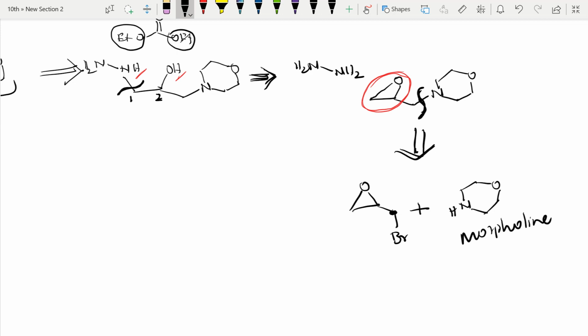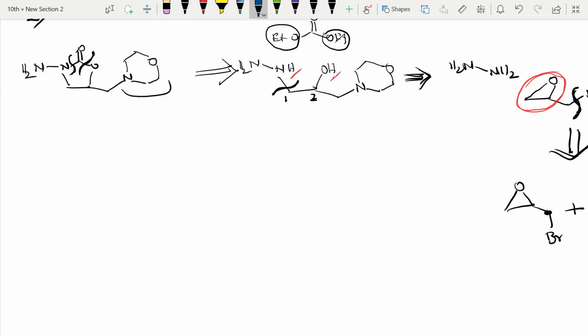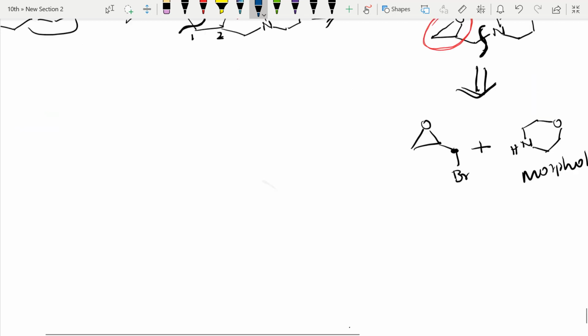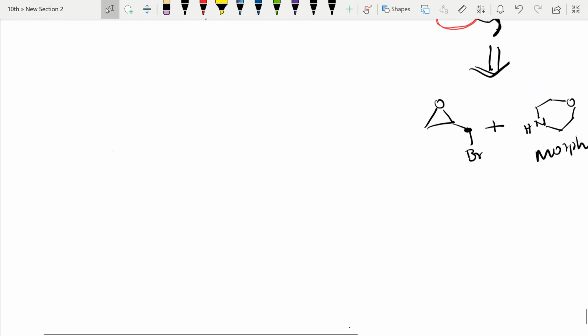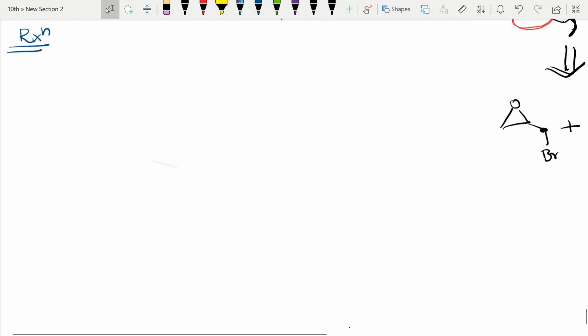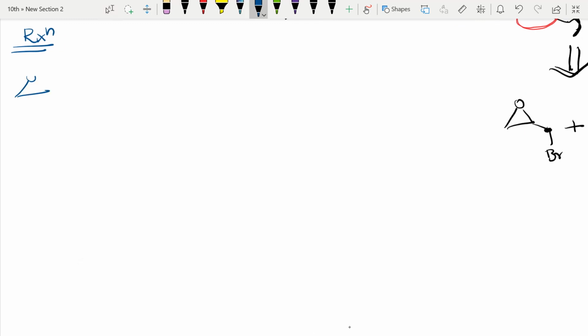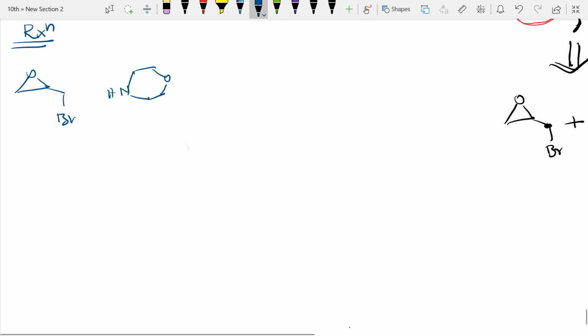Now let us write the reaction. So for the reaction I will use a blue arrow. The last one, which I have taken, is the epoxide with carbon containing bromine. So here this is the epoxide, and here I have got morpholine, NH, a 6-membered ring. Hydrogen atoms are there on oxygen and nitrogen.